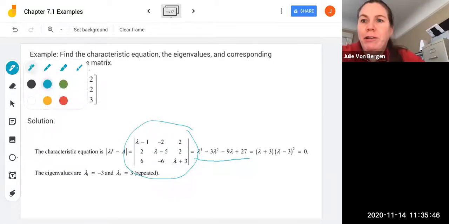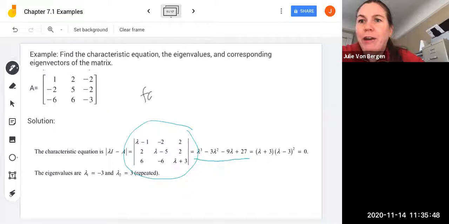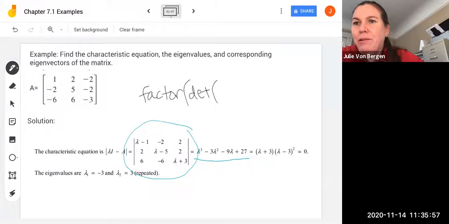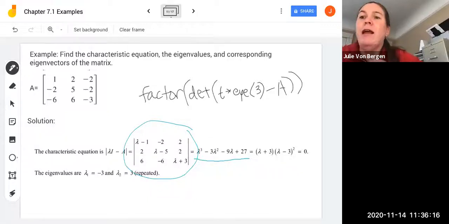If you want to do this in Sympy, you would do the factor function, acting on the determinant function, and then inside the determinant, you'd say lambda is one of the symbols defined. So you could do t times, and then the identity matrix. To get the identity matrix, you'd say I3. That gives you the 3x3 identity matrix. Minus A, you would have had to type A in there. And then that'll give you the factorization that matches just right down here.